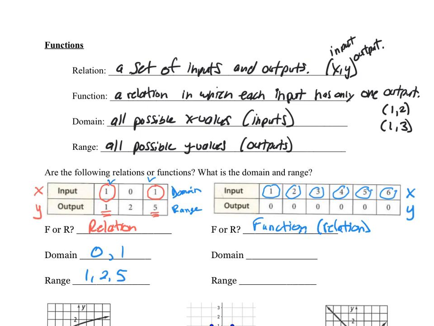The domain would be the numbers 1 through 6. So we could write 1 through 6. And the range, if you notice, all the y values are the same, so the range is 0. So a key thing when you're trying to determine if something is a function or not is if you see repeating inputs that go to different outputs, it's not a function.